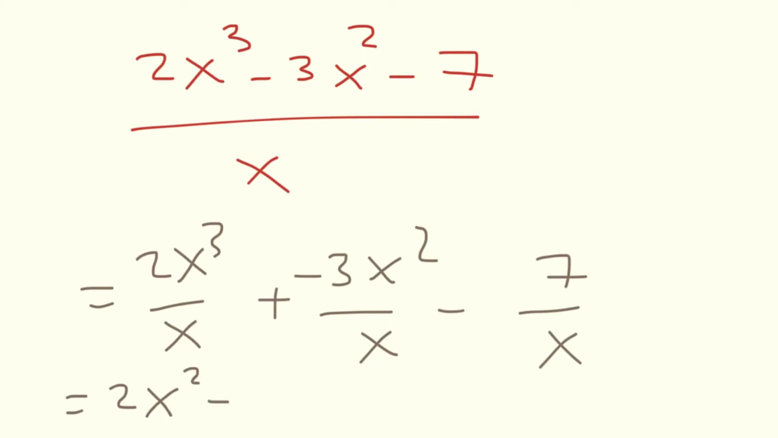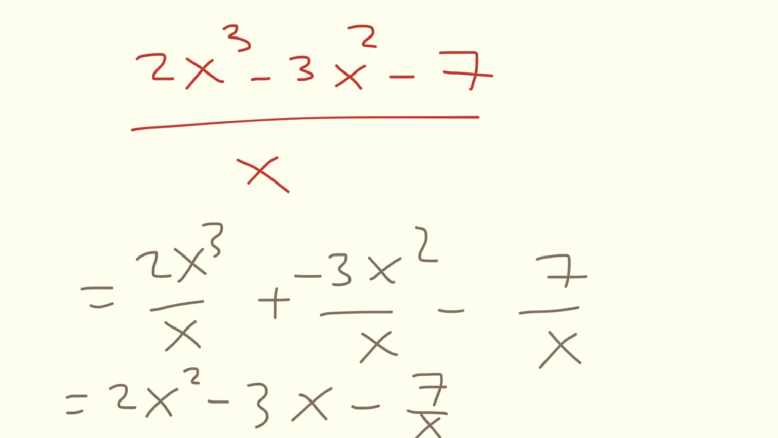The same thing here. This will be minus 3x, because x times x divided by x, so one up cancels the one down. And finally, minus 7 over x. There is nothing I can do, I just have to leave it like that. So that's how we divide by a single term, by a monomial, one term.